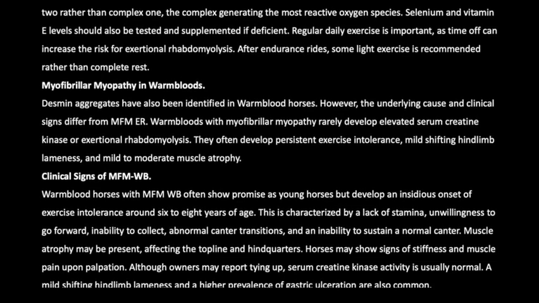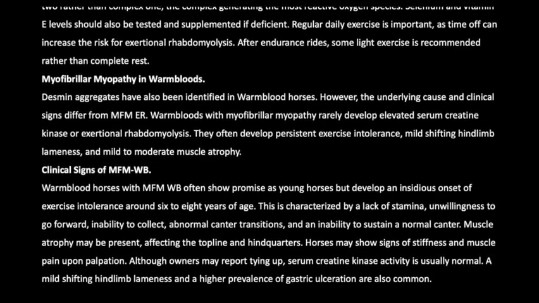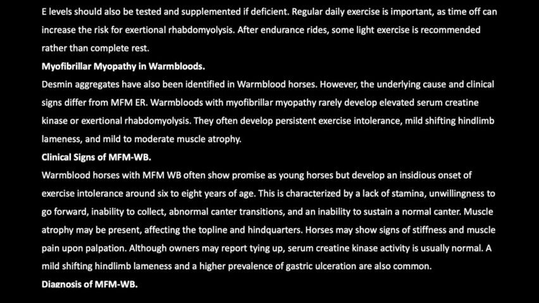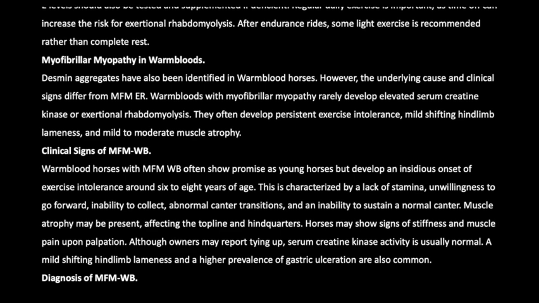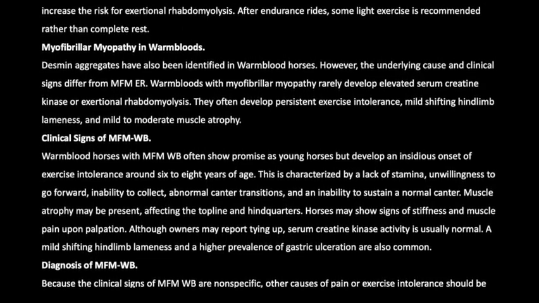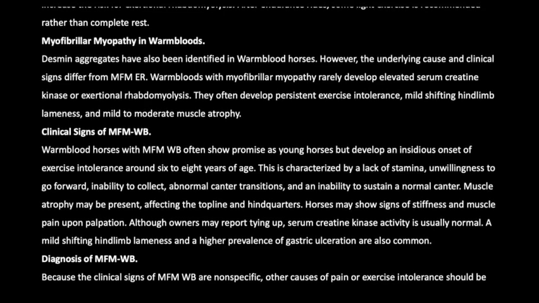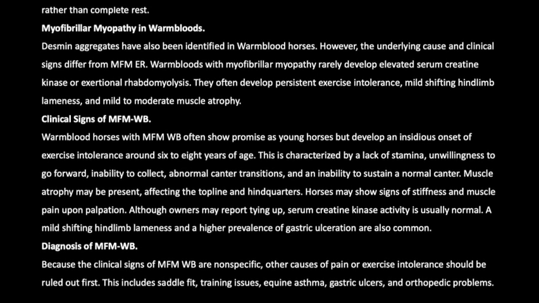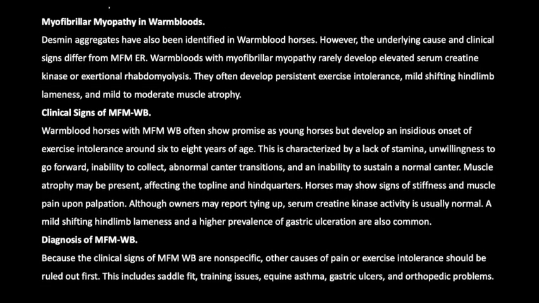Clinical signs of MFM-WB. Warmblood horses with MFM-WB often show promise as young horses, but develop an insidious onset of exercise intolerance around 6 to 8 years of age. This is characterized by a lack of stamina, unwillingness to go forward, inability to collect, abnormal canter transitions, and an inability to sustain a normal canter.